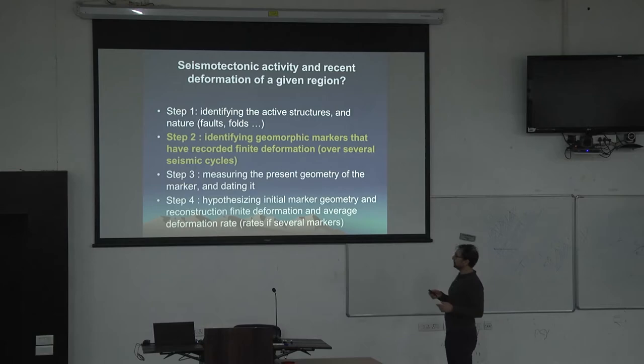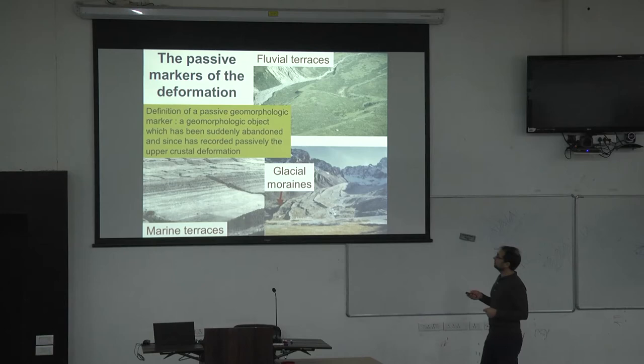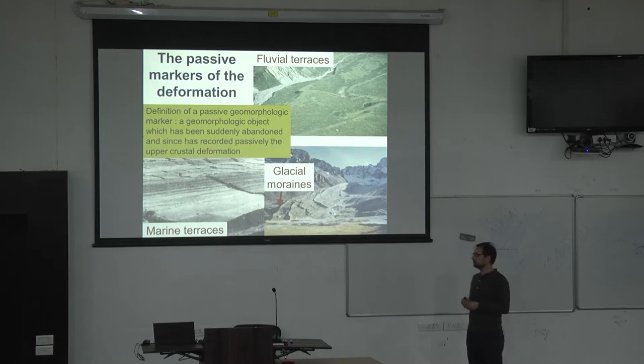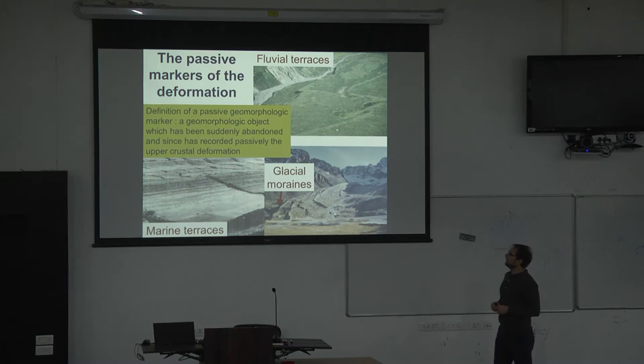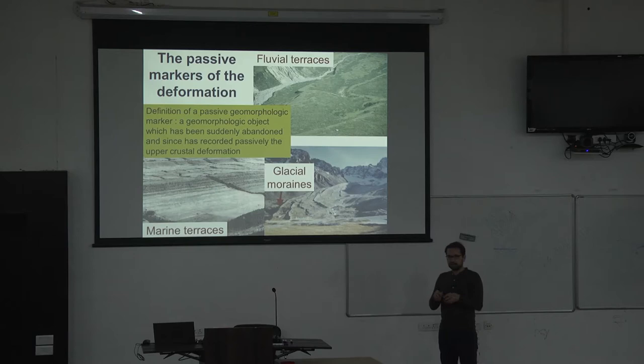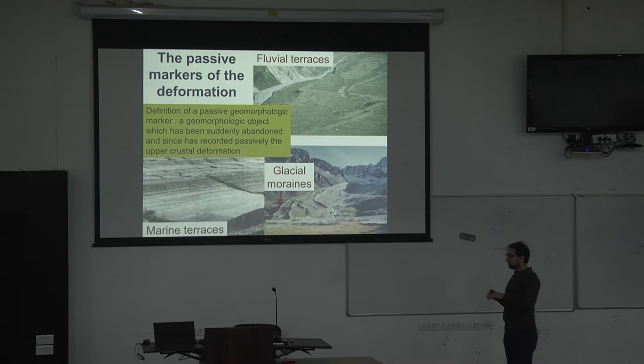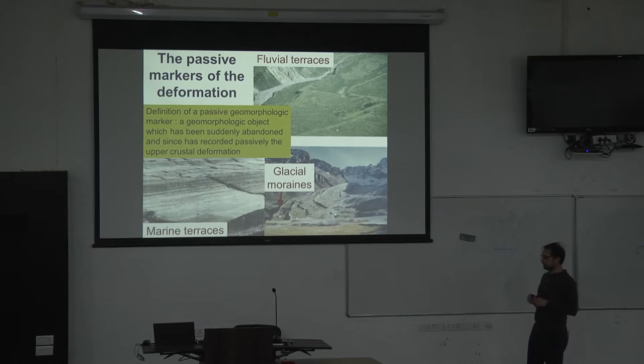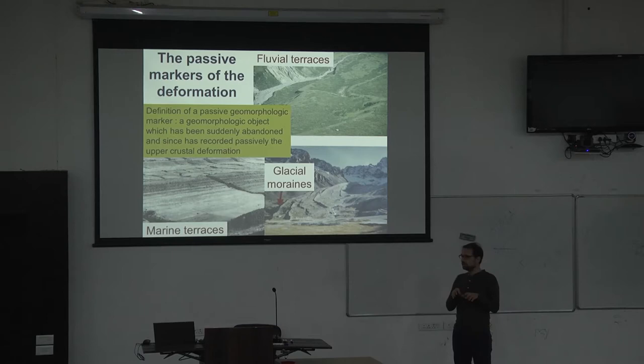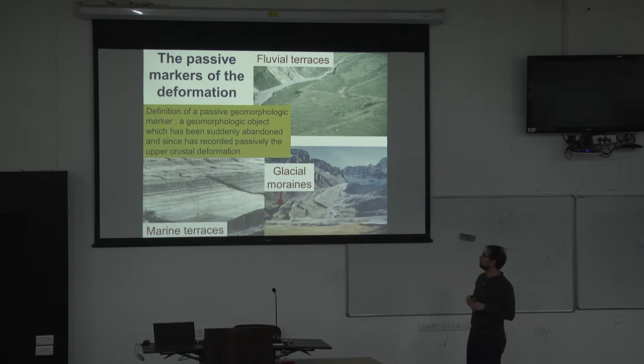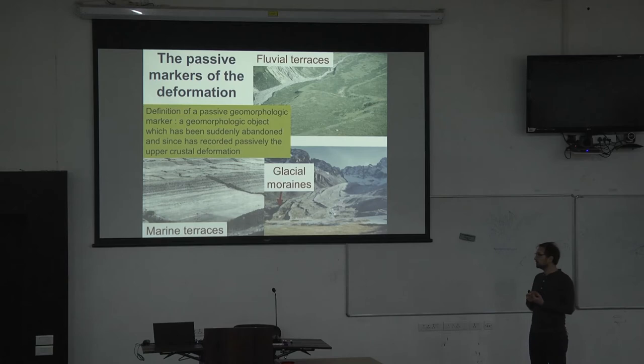So the definition of a passive geomorphic marker is a geomorphologic object which has been created by some agent, can be the sea, can be a glacier, can be a river, and suddenly has been abandoned. And since then, it evolved very slowly by surface processes. It's almost preserved, and it evolves only due to tectonics. So in that way, this geomorphologic marker can be considered as a passive marker of the deformation. If you consider, for example, a hill slope, which is continuously evolving, then even if you see some scarp associated with the faults, it cannot be considered as a passive marker because it's constantly evolving.